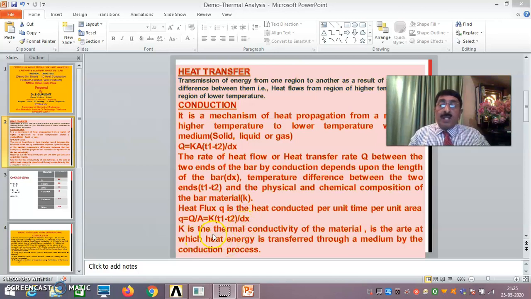Now K you should always know. K is the thermal conductivity of the material, the rate at which the heat energy is transferred through a medium by the conduction process. See here, more the value of K, more will be the rate at which heat energy is transferred through a medium by the conduction process. Now I'll show you one simple example.